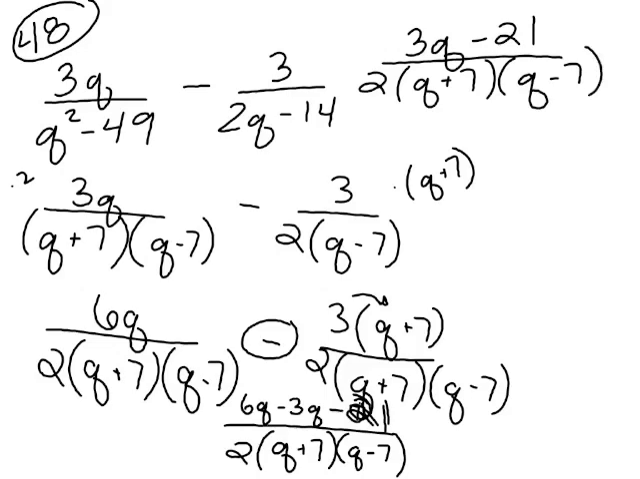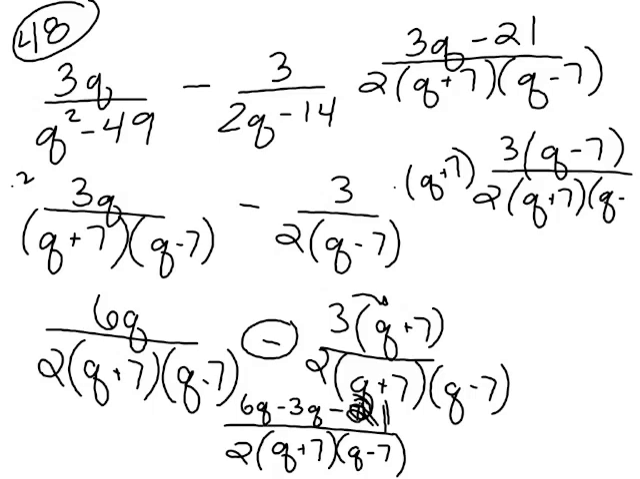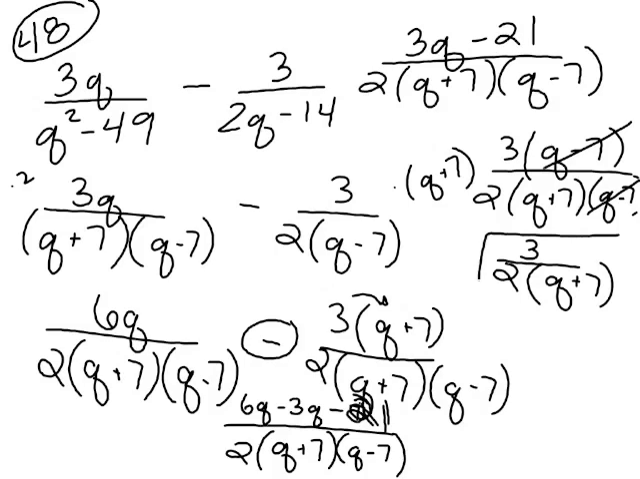Okay, can we take that one more step? We can. So if I factor this 3 out up there, 3, q minus 7 over 2, q plus 7, q minus 7. My q minus 7s will cancel. I'm left with 3 over 2 times q plus 7. Here's our final answer.